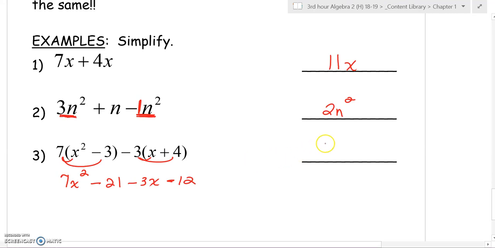So the first thing we do is we distribute, and then lastly we look for like terms. I have a 7x squared, and there's no other x squared, so I'm not going to add that to anything. And there's a minus 3x, and there's no other x to the first power, so I'm not going to add that to anything either. But I do see two constant terms. Constant terms are negative 21 and negative 12. So when I add negative 21 and negative 12, I get negative 33.